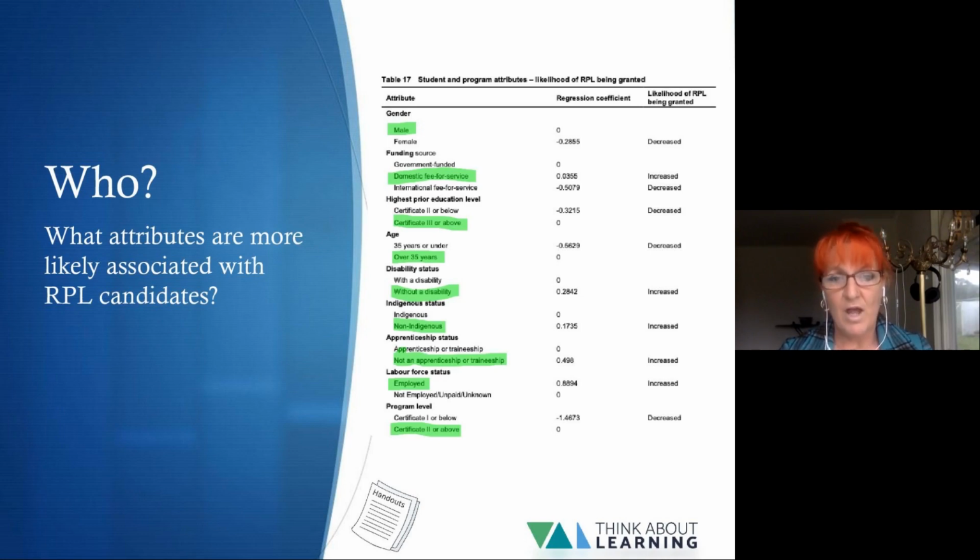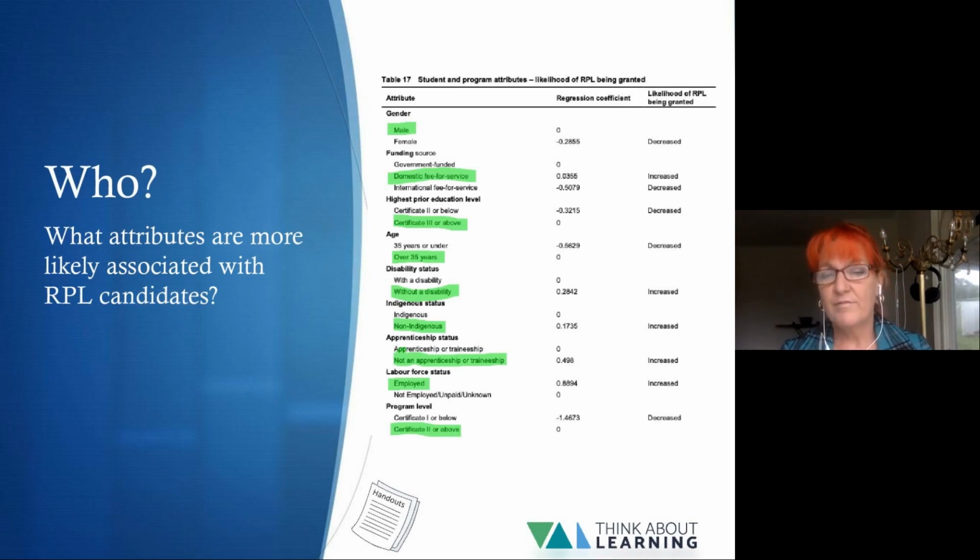Candidates are more often older than 35 years than younger. Candidates are more likely to identify as without a disability. Candidates are more likely to be non-Indigenous. Non-apprentices use RPL more. Candidates are more likely to be employed than unemployed. And lastly, candidates with certificates 3 and above utilise RPL more than those with certificates below Cert 3.